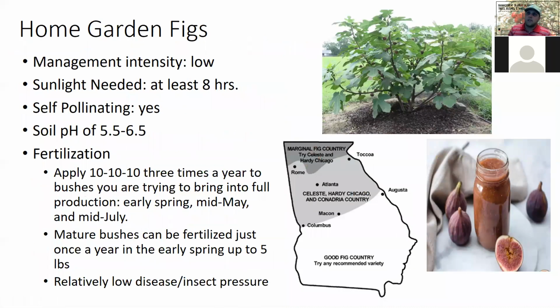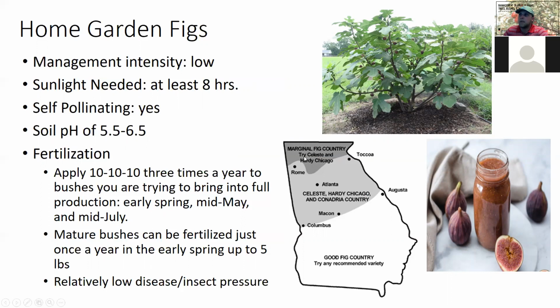So changing gears just a little, I'm going to hit on a few of these, and some are going to be quicker than others just for time. I'm going to hit on home garden figs for just a minute. I personally like figs, not just for eating, because number one, their management intensity is overall pretty low, especially if you get these varieties.